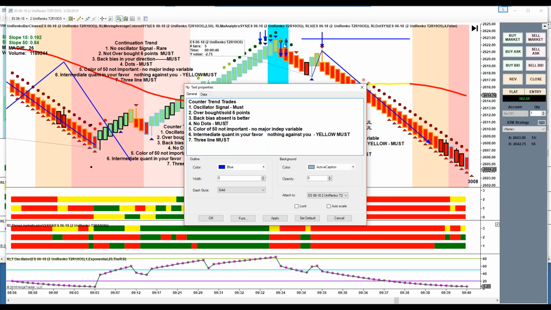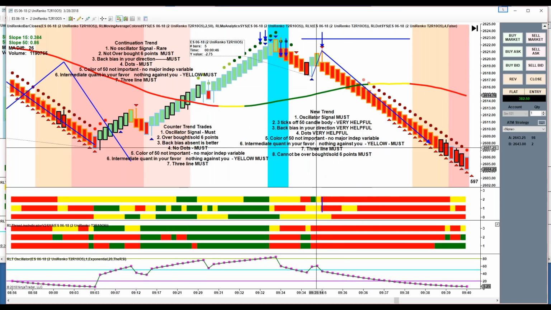This is what I did this morning. I took this trade short on a green dot, really dumb. I got blown out by a wick. I went right back in and I got 2 points. I got 11 ticks, but it was a bad trade. The color of the 50 is not important. The intermediate quant, like every trade, must be in your favor, and the 3-line must be in your favor. We cannot trade ever against the direction of order flow, stochastic, and momentum.